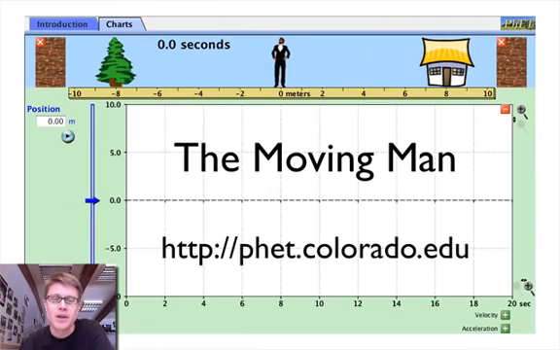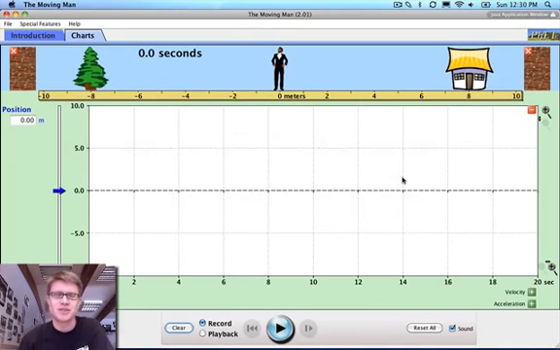And let's get started. Best place to start is with the Moving Man. Now, what is the Moving Man? Moving Man is a simulation that was created at University of Colorado. What they do is they move a man about, and you can actually start to play around with position versus time graphs. So if you're struggling with this, please go there. And even if you're not, please go there. And that's what we're going to do as well.